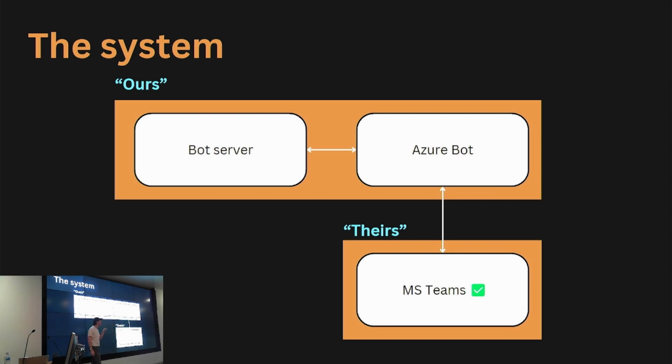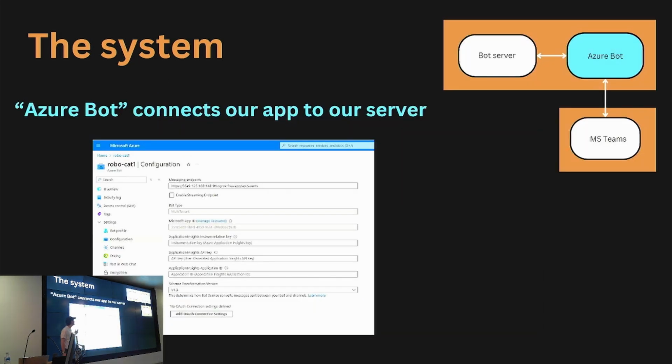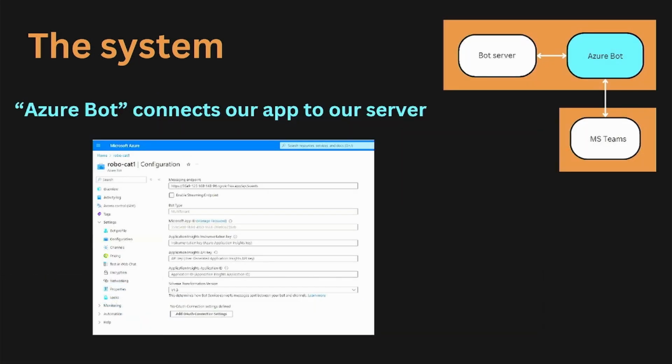Working backwards again, the Azure bot. This is the middleman that sits within Azure. And as I said, that's all it is. You create one of these Azure bots. That's the resource name. This one's called RoboCat.